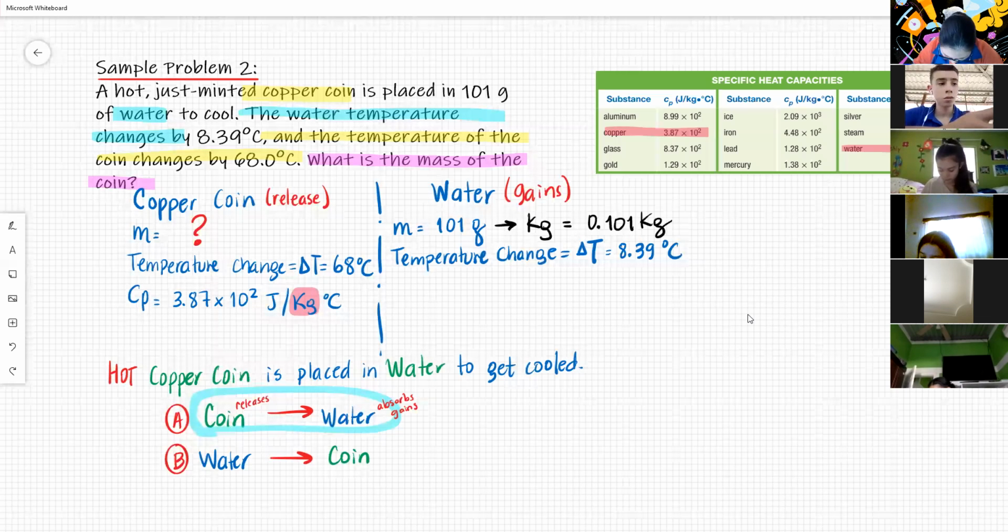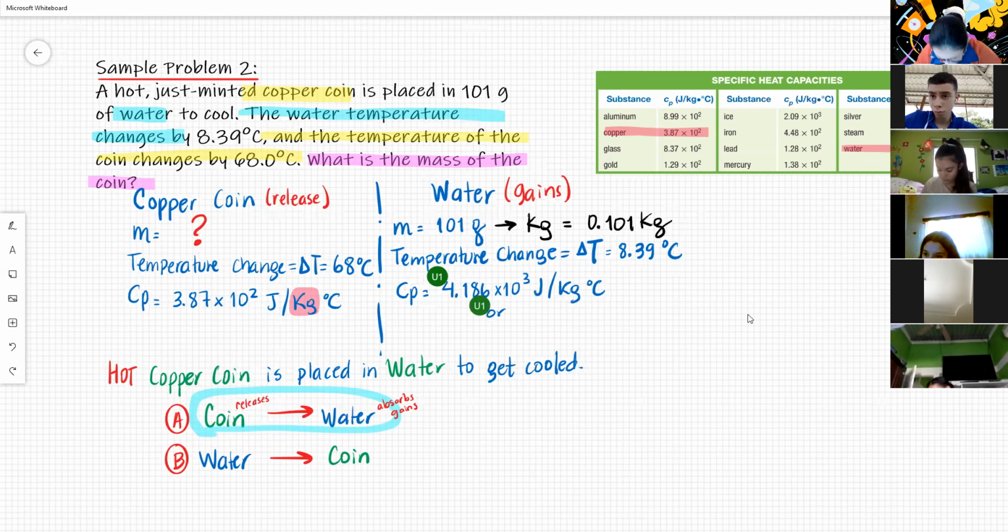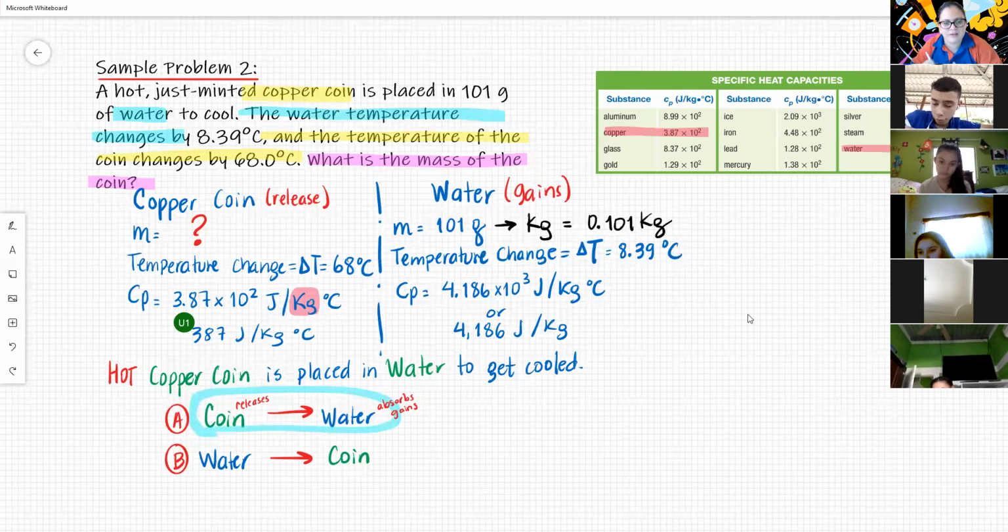Now, what is the CP of water? According to the table, the CP of water is 4.186 times 10 to the third power joules over kilogram Celsius. Or you can just say 4,186 joules over kilogram Celsius. It's the same. Also here is the same as 387 joules over kilogram Celsius. One is with scientific notation, the other is not, but both mean the same.